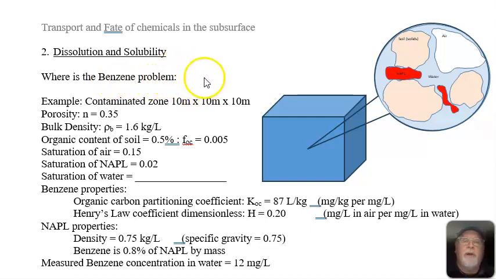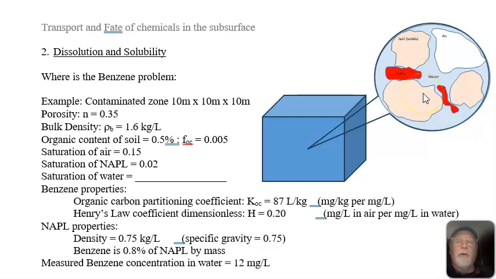So the setup is we have a contaminated zone here, 10 by 10 by 10 meters. We have information on the soil, porosity, bulk density, the organic content of the soil, which we'll need. And then inside the pore space here, we have water, air, and NAPL. 35% of our total volume is pore volume, but that pore volume has those three phases in there.